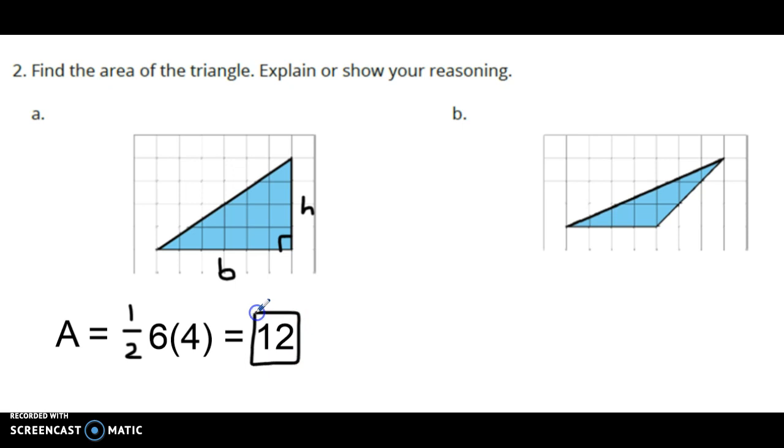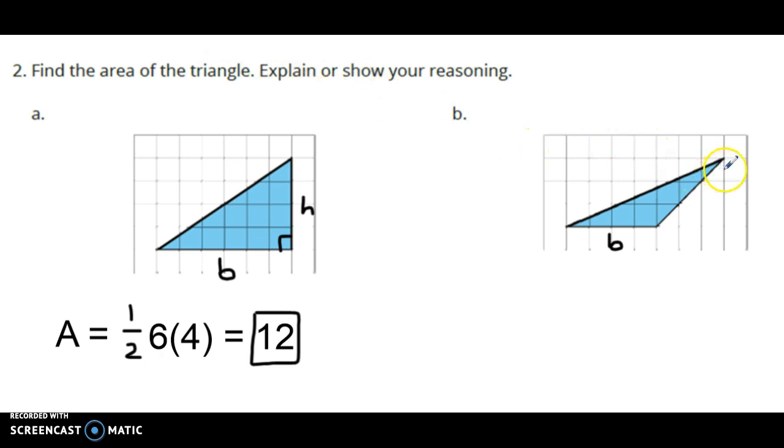For B, I'm going to pick this side as my base, but I can't pick this side as my height because it's not at a right angle from my base. And I can't just draw a line here and expect that to be my height because that doesn't go all the way up to the top of the triangle. So I'm going to erase that.